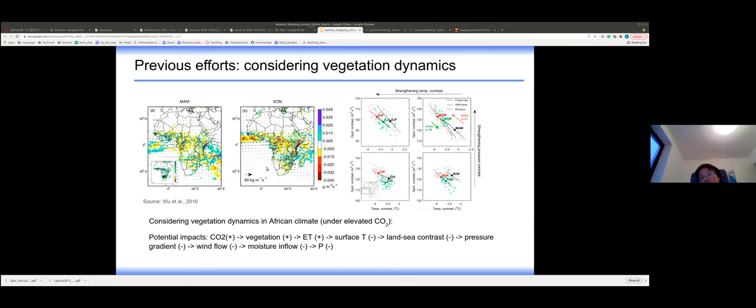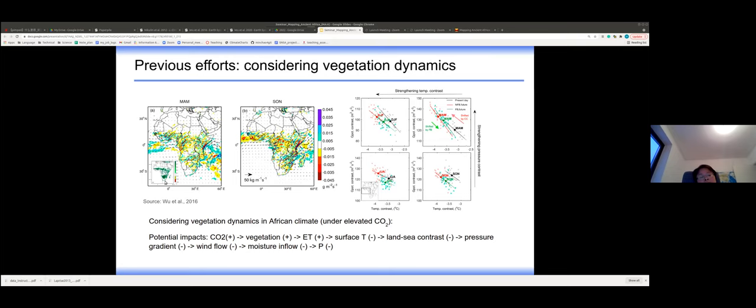This means that if we do not include the vegetation dynamics, we will probably have overestimates or underestimates of the climate variables or features in the system. So this is the picture showing how including the vegetation dynamics affects the precipitation under the future climate change context. It's well known that we will have elevated CO2 concentration in the future, probably going up to more than 800 ppm. It depends on the scenario. So now this is RCP 8.5.